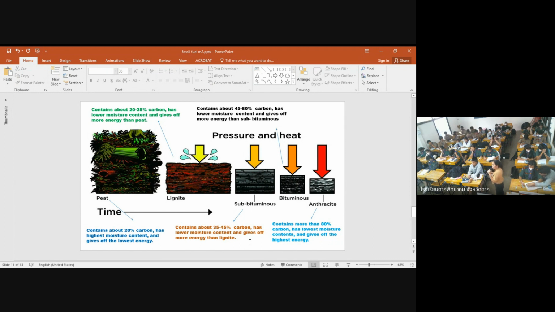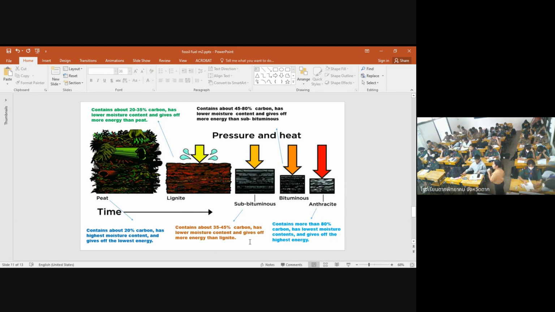From lignite, how many percent do we have? 20 to 35% of carbon. So again, in lignite, we have 20 to 35% of carbon. It has a lower moisture content and more energy than the peat. So this one has more energy than the peat.